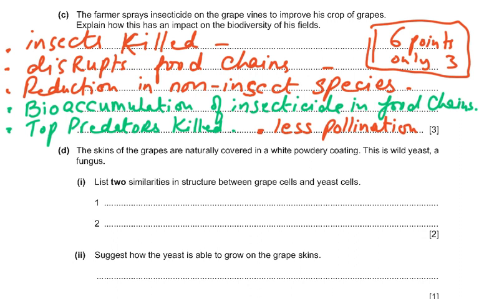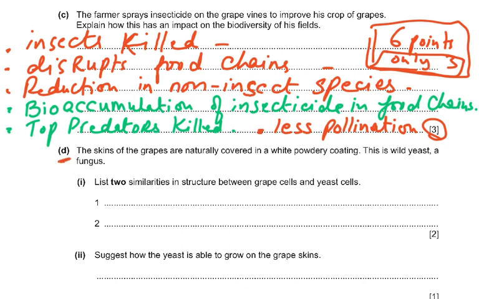Now, there were actually 6 mark scheme points, but you only had to give me 3 to get your 3 out of 3. So if you wrote 4 or 5 and one was wrong, you'd still get your 3 marks. So you always write more so that you're sure that you get your 3 out of 3.